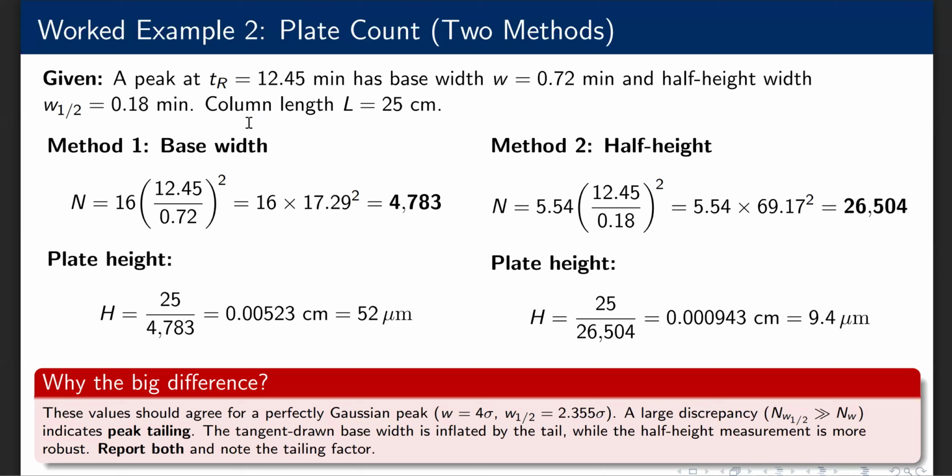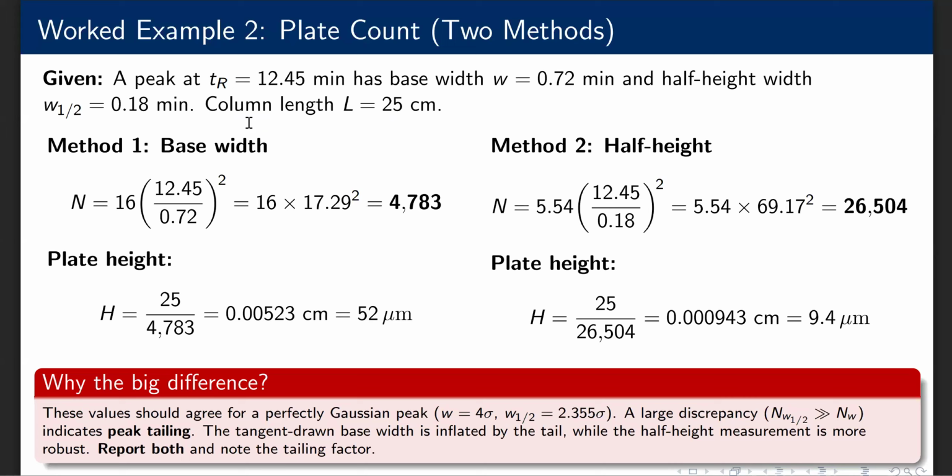So this example illustrates a crucial practical point. Calculate n by both methods for a peak at 12.45 minutes with base width 0.72 and half height width 0.18 minutes. Using the base width method, n equals 16 times 12.45 over 0.72 squared, giving about 4,800. Using the half height method, n equals 5.54 times 12.45 over 0.18 squared, giving about 26,500. That is a factor of 5.5 difference, but what does this actually mean?